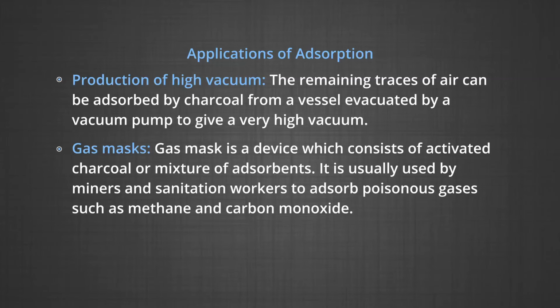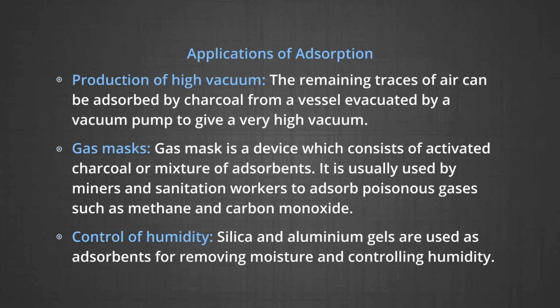Number 2, gas mask. Gas mask is a device which consists of activated charcoal or a mixture of adsorbents. It is usually used by miners and sanitation workers to adsorb poisonous gases such as methane and carbon monoxide. Number 3, control of humidity. Silica and aluminum gels are used as adsorbents for removing moisture and controlling the humidity.